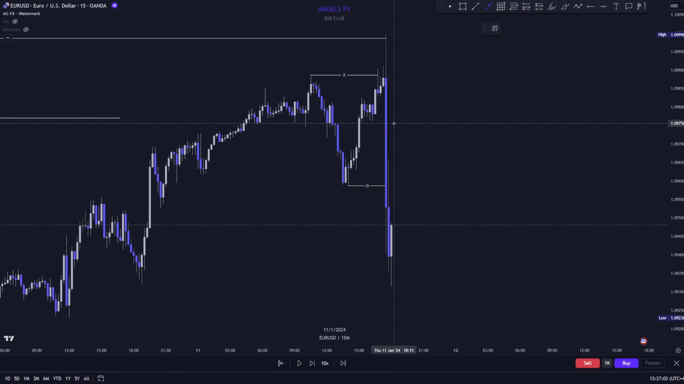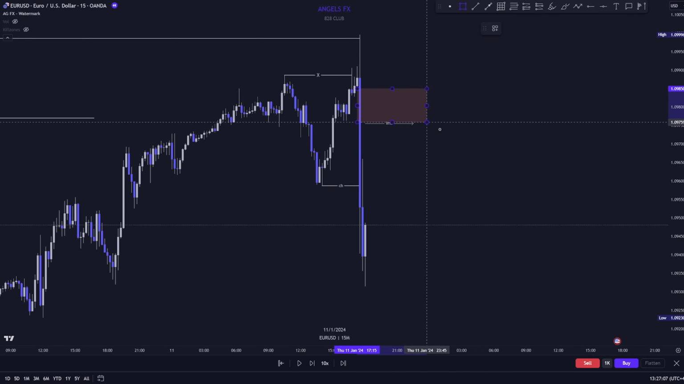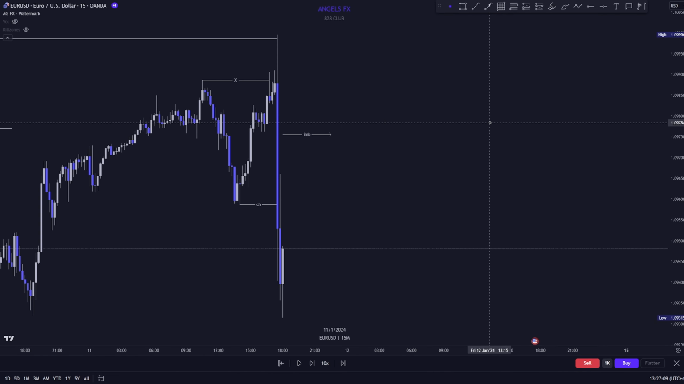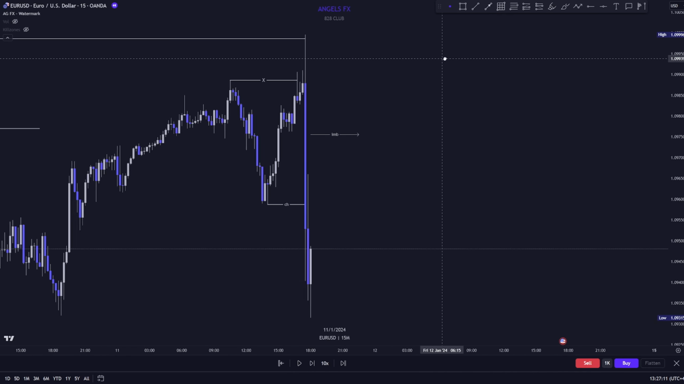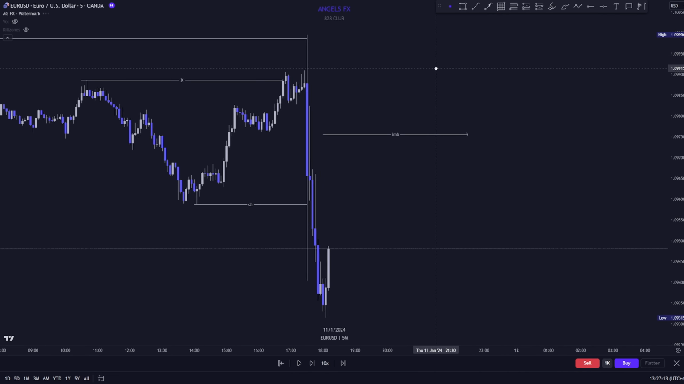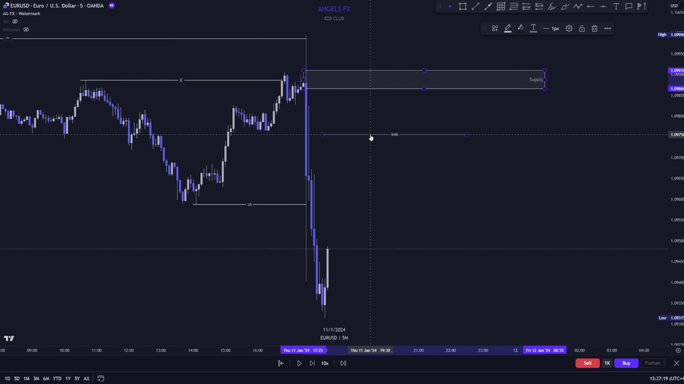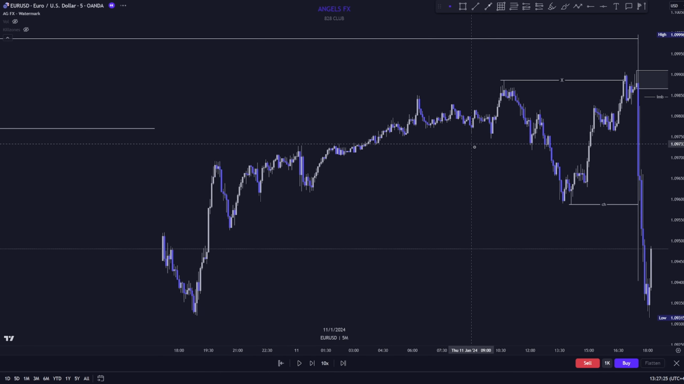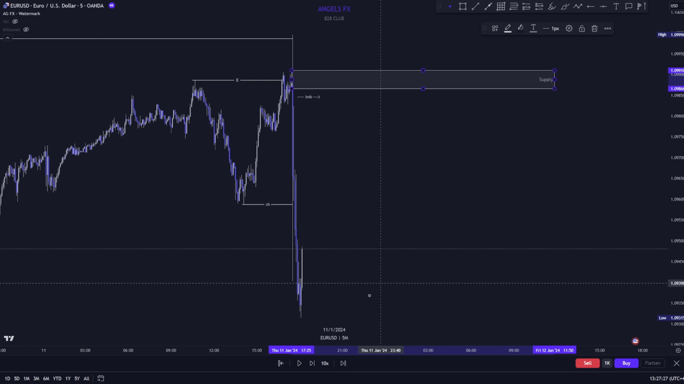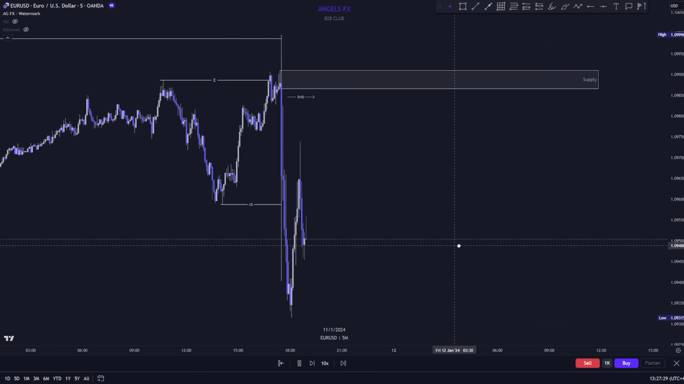Price also left an imbalance, as you can see. So we have a huge gap, okay? So this is our imbalance. And where is our supply zone? We can refine in 5 minutes here, okay? So we have this as our 5-minute supply zone, and we have this imbalance here, okay? So this is our fresh imbalance in the 5-minute supply zone. Let's see how price reacts.